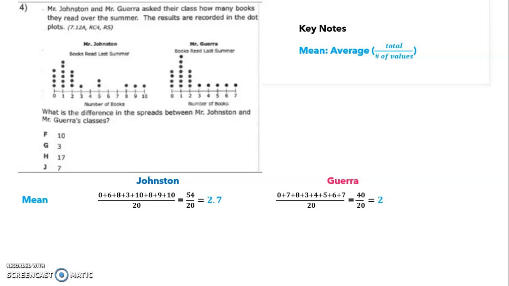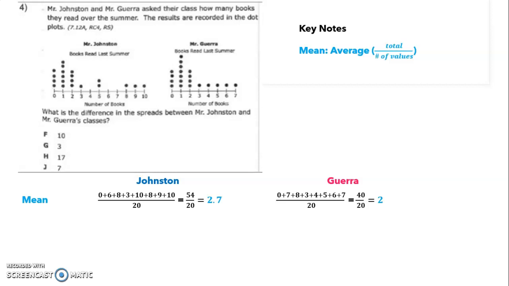Right, so for the mean for Johnston, add each value. There are 4 zeros, so 0 times 4 is 0. There are 6 students that read 1 book, so 6 times 1 gives me 6, so I have 0 plus 6. Then there are 4 students that read 2 books, so 2 times 4 gives me 8, so I have 0 plus 6 plus 8. 1 student read 3, so plus 3. 2 students read 5, so plus 10. 1 student read 8, so plus 8. 1 student read 9, plus 9, and 1 student read 10, plus 10. Add all that together, I'm going to get 54.